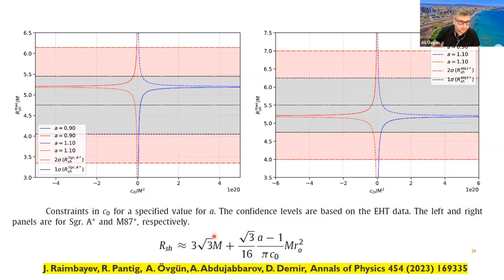If you look at the approximate shadow radius of the Symmergent black hole, normally the Schwarzschild black hole has 3√3m, but for the Symmergent black hole, there is some extra term which comes from the effect of the loop factor C0 and parameter A. Okay, here you can also see the effect of the Symmergent gravity on the shadow.